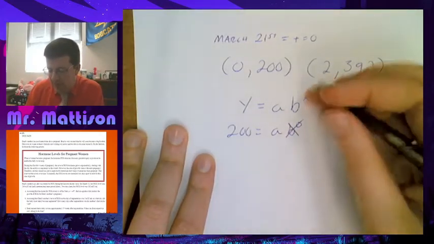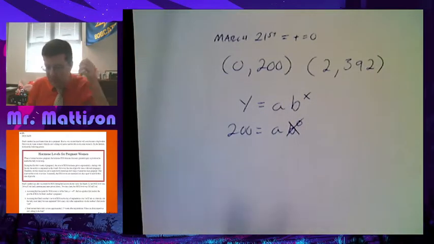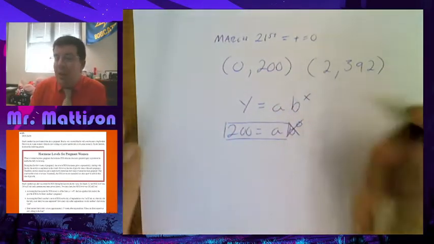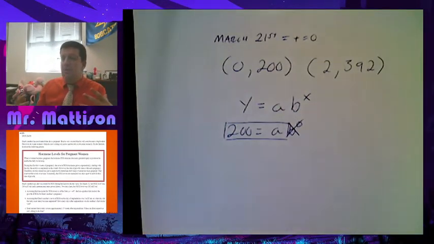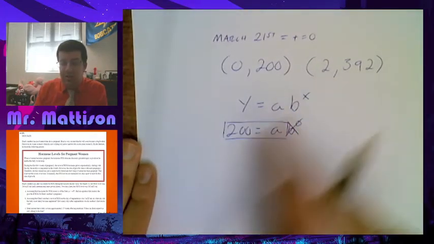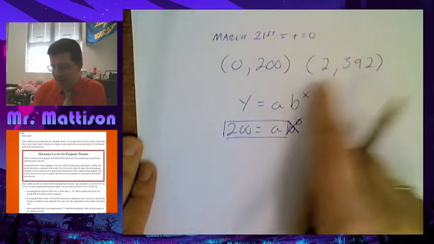So a times 1 is a, so then that's just A is 200, I'm done, right? So there's one of my variables. I found A. Now I still haven't found B yet. It's going to be very easy for me to find B because I know what A is, and I can just use this other point. I can't use the same point again because it wouldn't really help, but I can use this one.